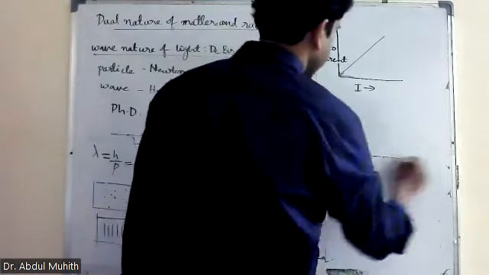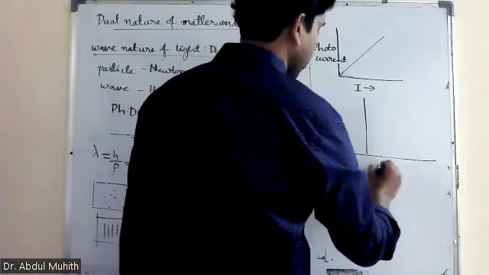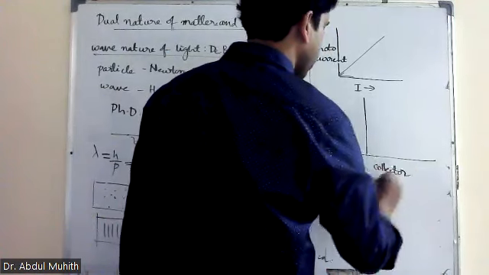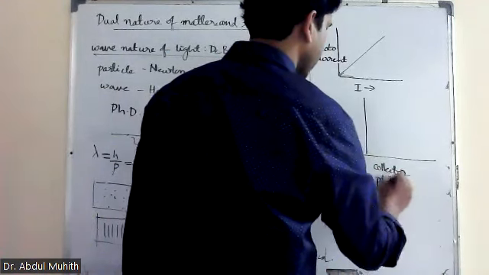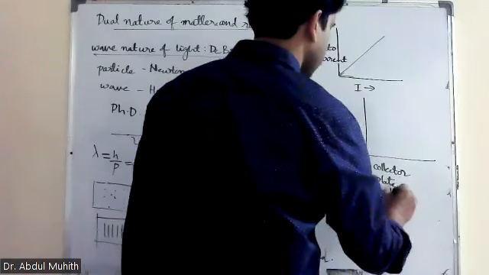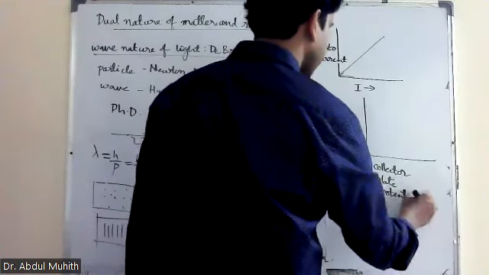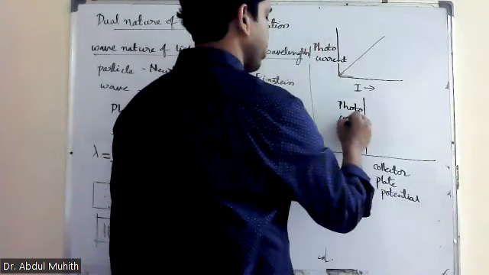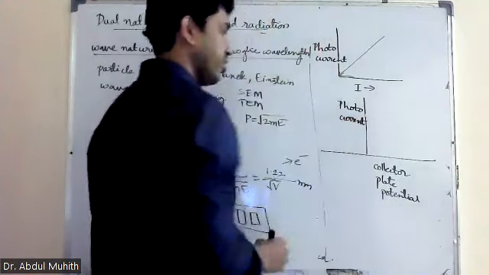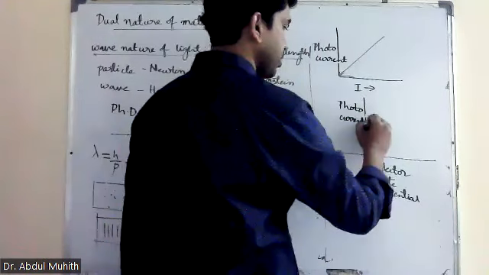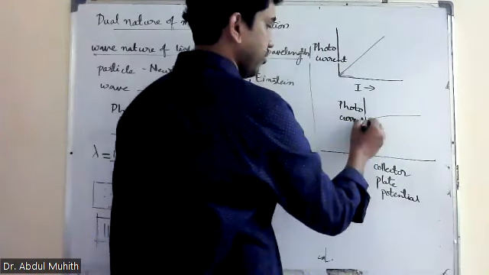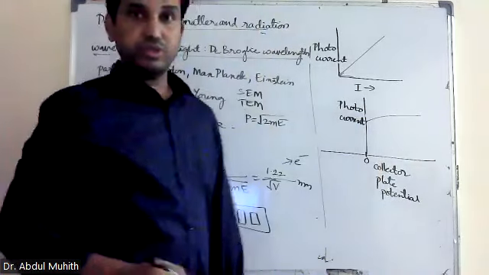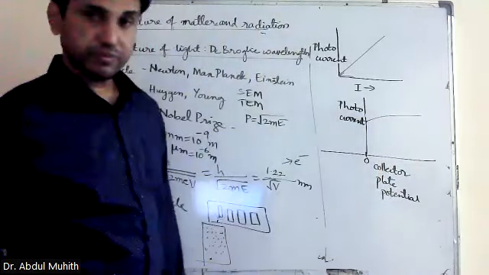The second graph is like this. This is the plate potential, collector plate potential versus photocurrent. These four graphs are very, very important. So what happens here? We can see here, this is the graph. So what we are doing now is changing the plate potential.